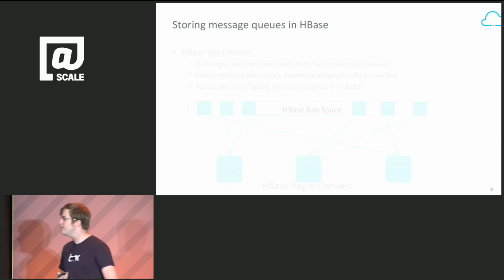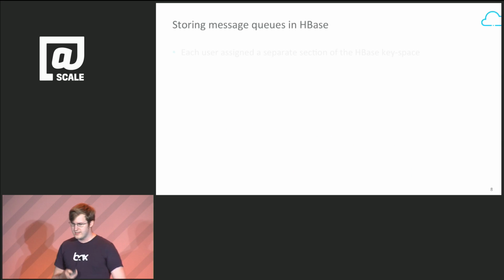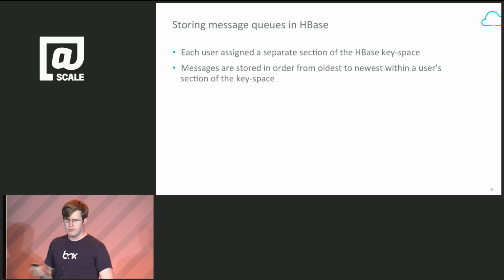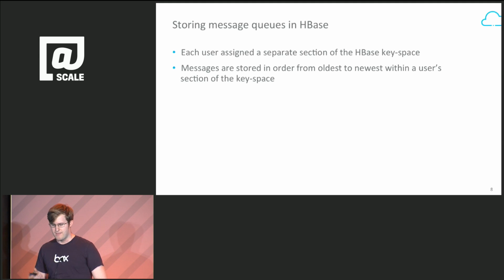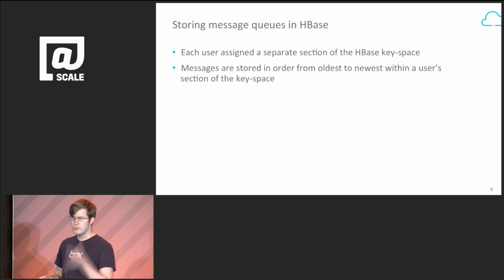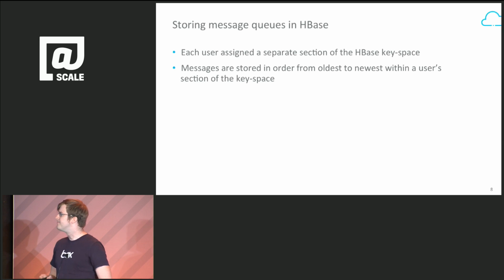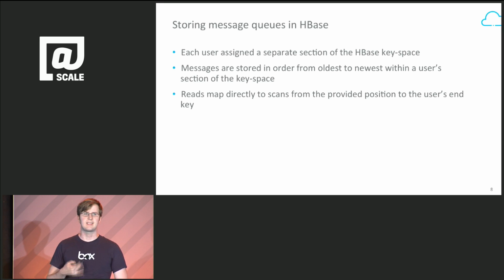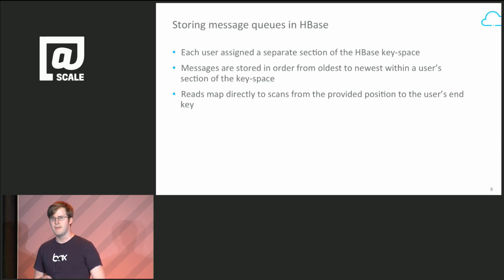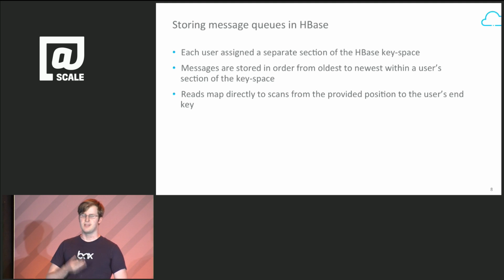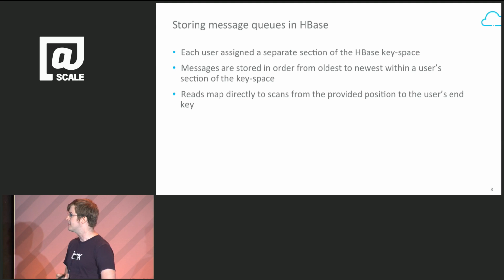To store queues inside this data model, we assign a section of the HBase key space to each user. Within that key space, messages get stored as rows, with older messages being lexicographically earlier in the key space than newer messages. At that point, we can take advantage of HBase's scan API to take a position, map it directly to a specific row key in a user's queue, and then retrieve all of the events up to the end of the user's key space that are in HBase for that user.